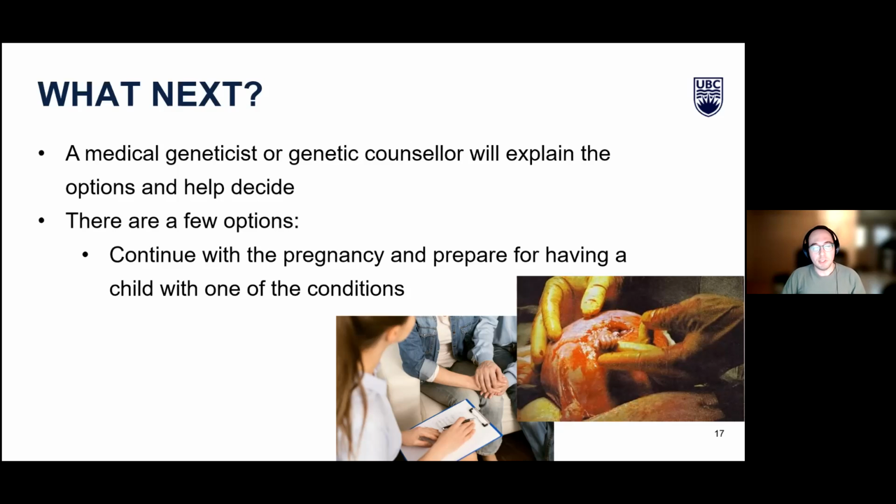So one of the options is to continue with the pregnancy and prepare for having a child with one of these conditions. As I mentioned before, neural tube defects can be surgically repaired. And I actually have a photo here, and apologies, it is a bit of a graphic photo, but this is actually quite an interesting and amazing photo here. This is a picture of a spina bifida surgery being done while the fetus is still in the uterus. And as you can see here, the fetus actually grabbed the surgeon's finger during the surgery, which is a pretty amazing thing that they captured there.